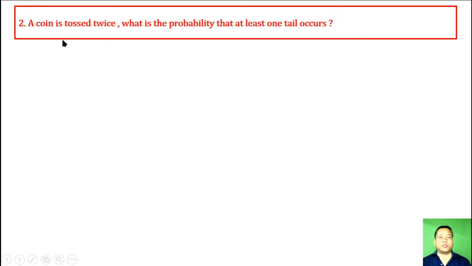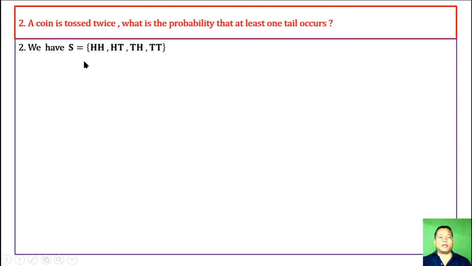Question 2. A coin is tossed twice. What is the probability that at least one tail occurs? We have S consisting of these four outcomes, and E, the set consisting of all those outcomes which have at least one tail, is this. Therefore, P(E) is n(E) divided by n(S). n(E) is 3, n(S) is clearly 4, that is 3 by 4.